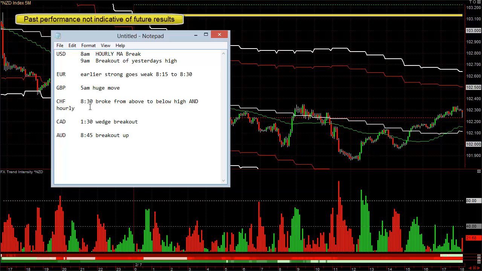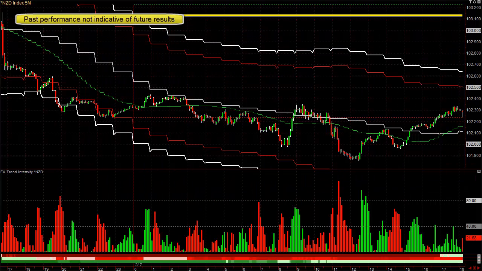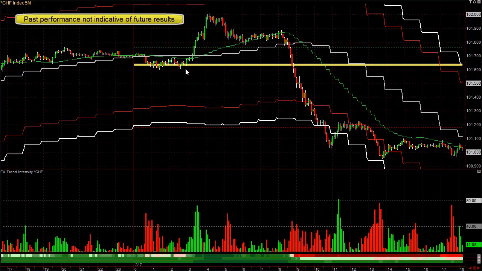The Swiss 8:30 broke from above to below the high and the hourly. So let's take a look at the Swiss again. This one trended up, never hit our upper containment band, so it was never extremely strong. And then it came down, and you have a nice little multi-hour, very tight range. Remember, 10 points on my index is a very tight range.